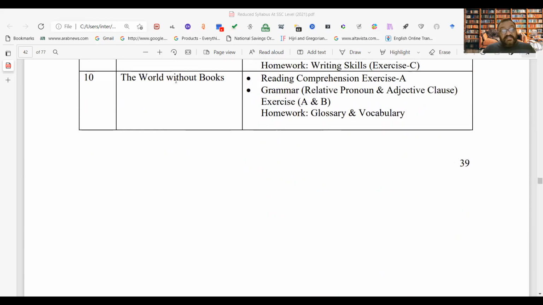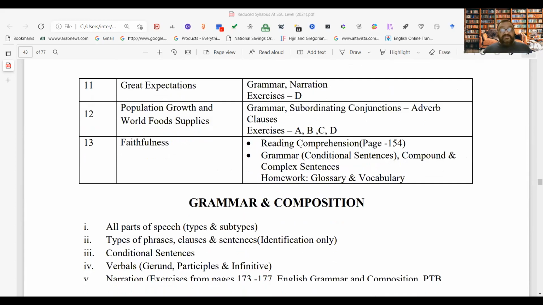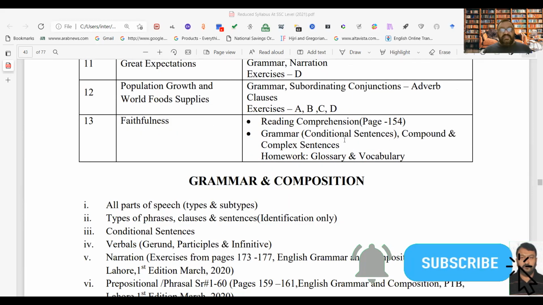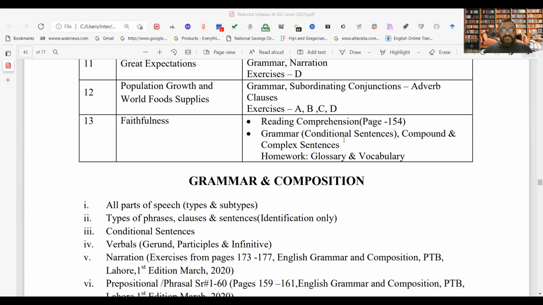In your lesson 10, The World Without Books: reading comprehension, only exercise A; grammar, relative pronouns and adjective clauses, only exercises A to B; homework, glossary, and vocabulary. Your lesson number 11, Great Expectations, has only grammar, narration, exercise D. Population Growth and World Food Supplies: grammar, subordinating conjunctions, adverb clauses, this type of grammar you have to understand, exercises A to D. Faithfulness: reading comprehension, page 154, it's very easy. For everything, we will discuss the notes with you, easy notes.